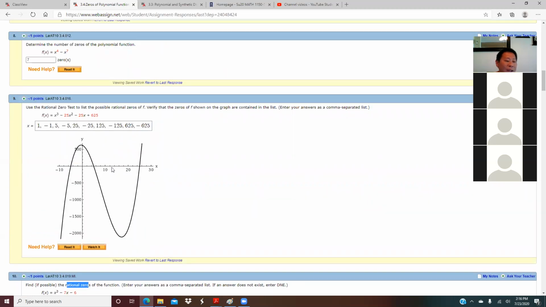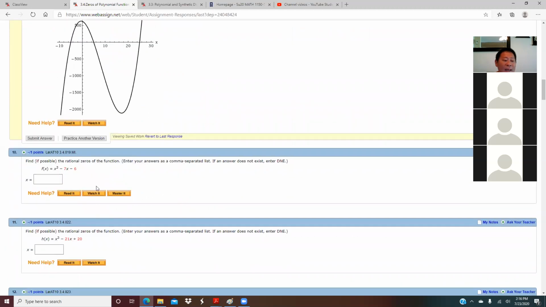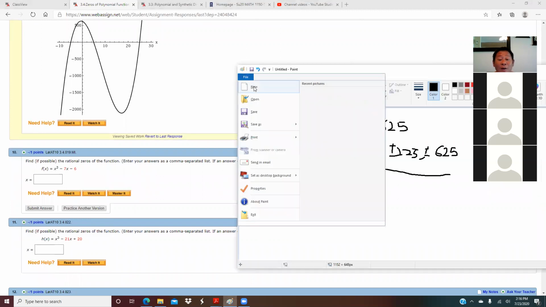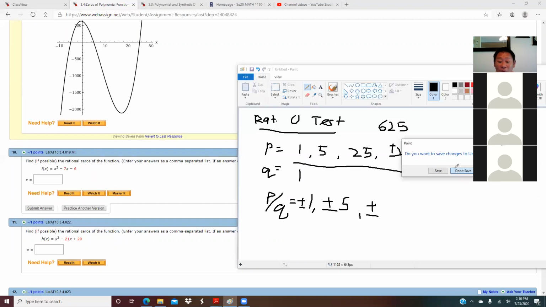So if you look at these two questions, question 9, they want you to do the list. So this is the list we're talking about, okay? This is just the possible zeros. But this question 10 is actually asking for rational zeros, so in this case you have to actually find the zeros. And finding this is like finding a needle in a haystack. So I'm going to teach you how to do this one.